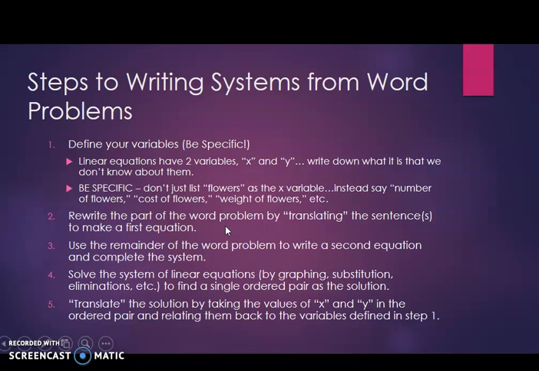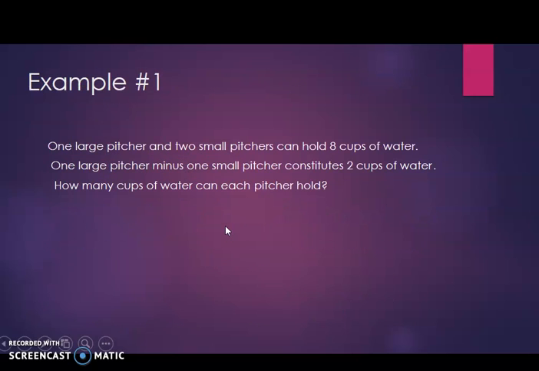Looking at my first example, it says one large pitcher and 2 small pitchers can hold up to 8 cups of water. What I need to do is label my variables, right? Let's say that X is the number of cups in the large pitcher. And then we have the small pitcher. Let's say the large pitcher can hold, I don't know, 6, and the small pitcher can hold 2 cups of water. Those are not the same size at all. Those are my 2 variables, a large pitcher and a small pitcher.